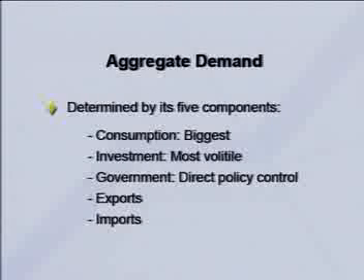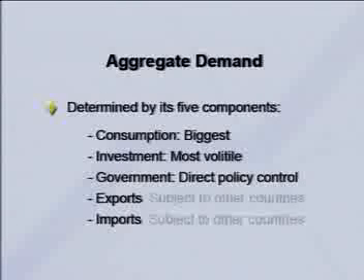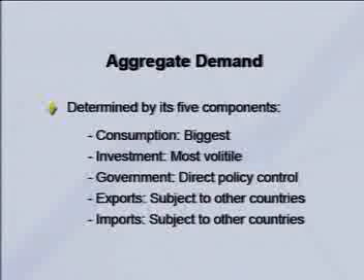Government spending is perhaps under the most direct policy control at any given time. And exports and imports, the demand components there, are heavily shaped by what's happening in other countries. But as these factors shift, that is, consumption, investment, government spending on goods and services, and exports and imports, shifts in those factors will lead to corresponding changes in aggregate demand and make it go up or down.